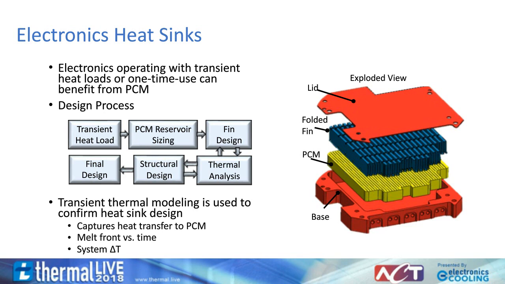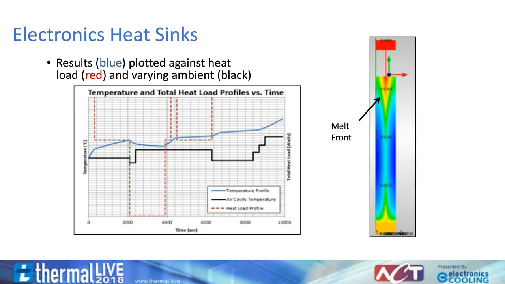Let's look at some results with this kind of design. Here are the results. In the graph on the right, the dotted red line represents the heat load profile. The heat load is on at the beginning of the graph and drops down approximately 200 seconds into the cycle. The blue line represents the PCM heat sink temperature, and the black represents the ambient temperature the device is experiencing.